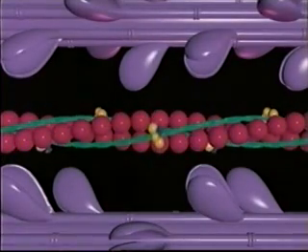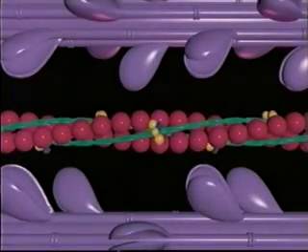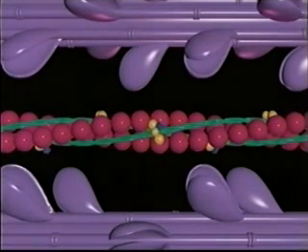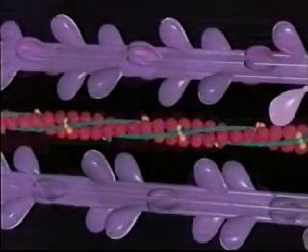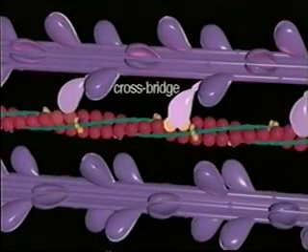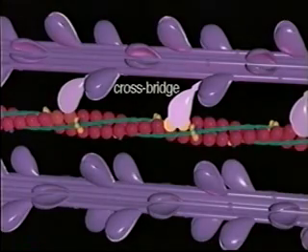Now the newly exposed active sites of the thin filament can interact with the myosin heads that project outward from the thick filaments. The myosin heads bind to the exposed active sites, forming cross bridges that link the thick and thin filaments. We'll look more closely at how the cross bridges form and cause the filaments to slide. But first, let's have another concept check.